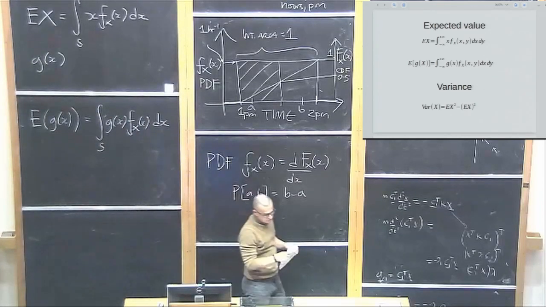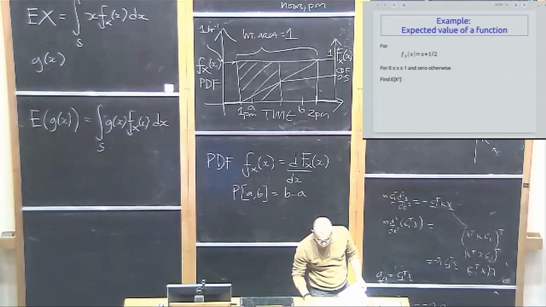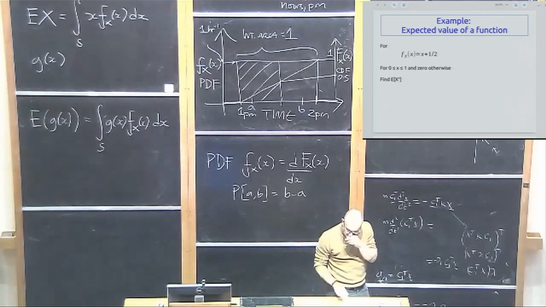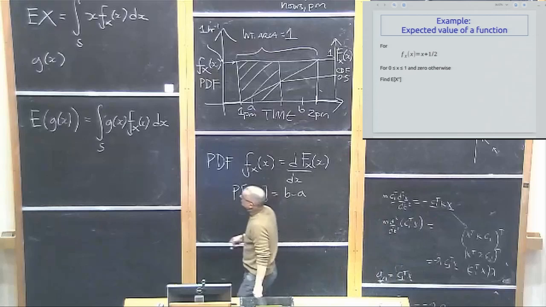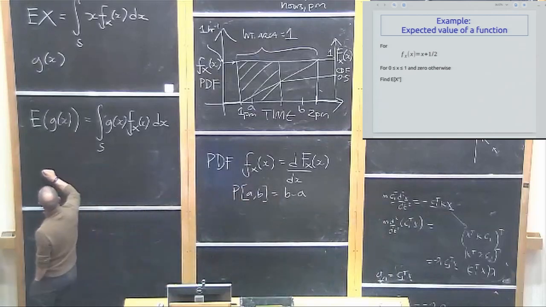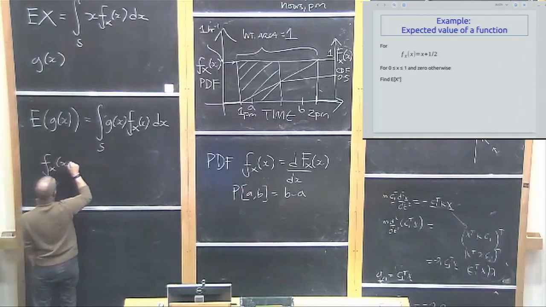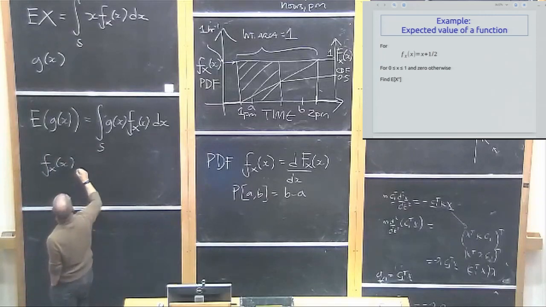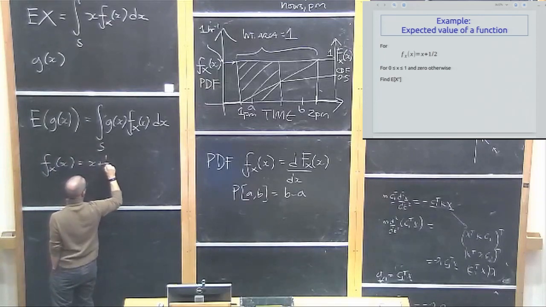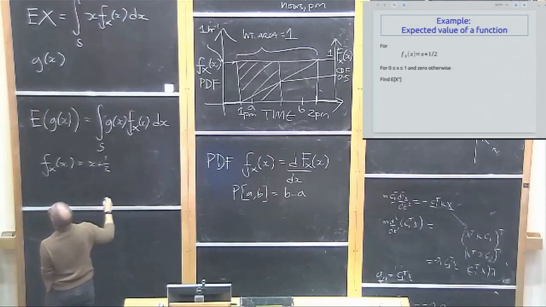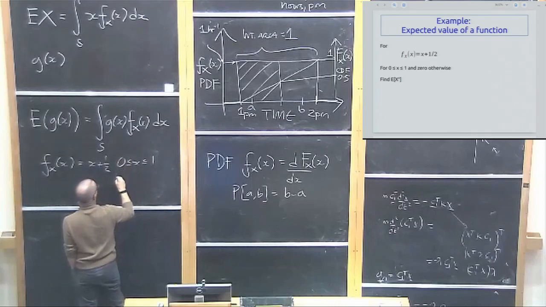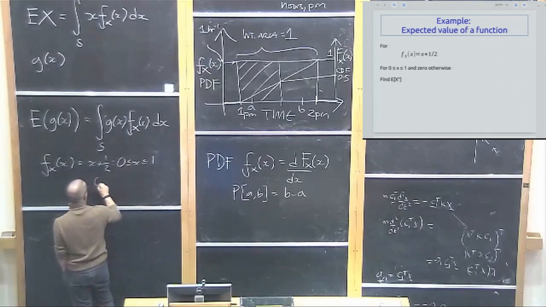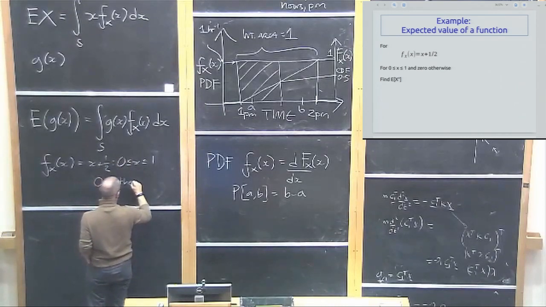So do we have an example? Okay, here is a very straightforward example. Find the expectation value for the PDF equals x plus a half for the range x less than or equal to 1 and x greater than or equal to 0, and 0 otherwise.